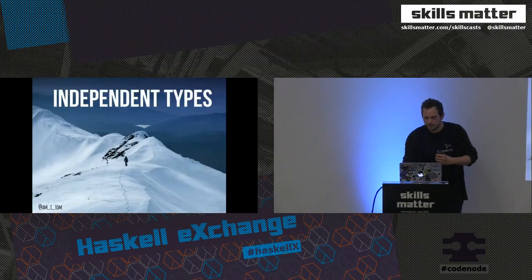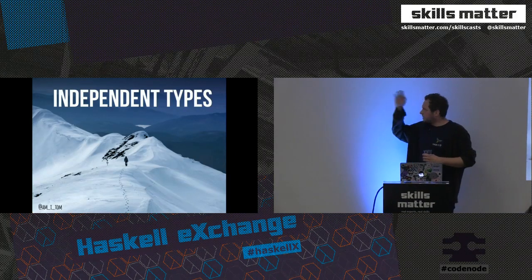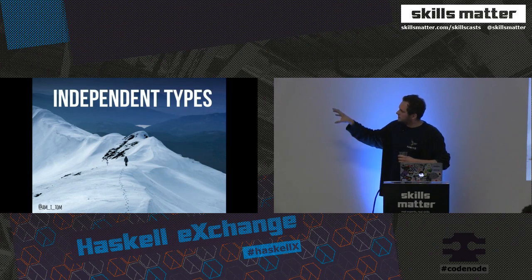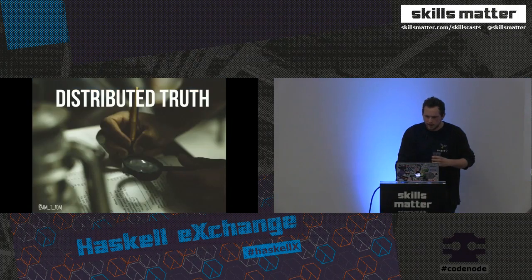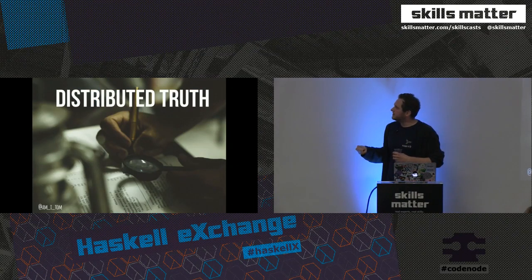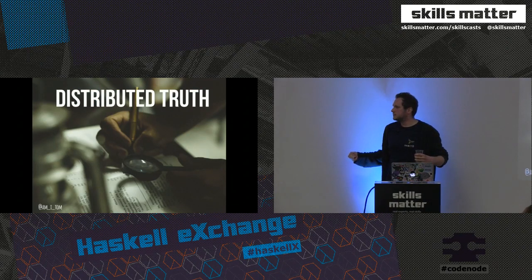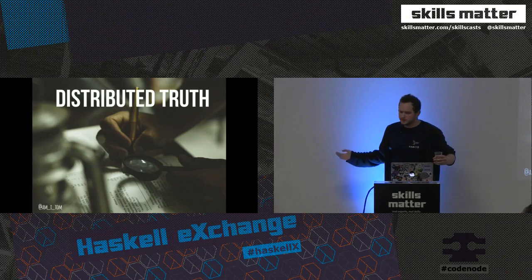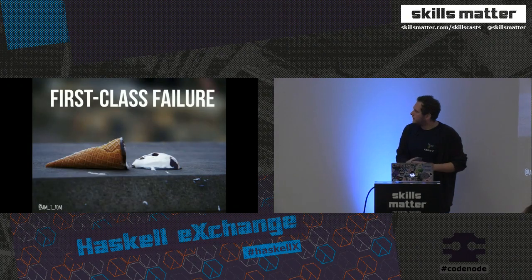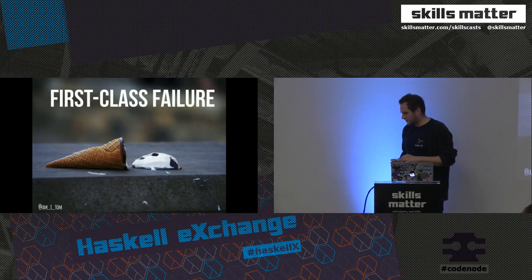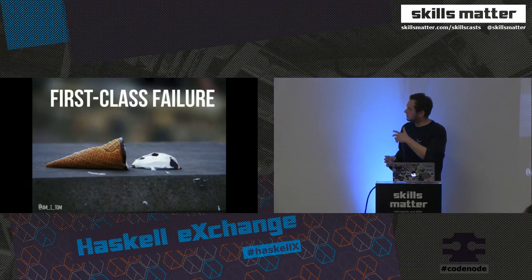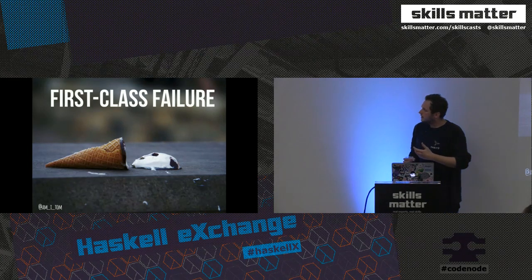And so if you get nothing else from this talk, I want to leave you with this notion of independent types. You don't need this coupling. We want loosely coupled applications. I want you to think about distributed truth. Is Idris a good fit for large-scale distributed software? I'm not convinced. And finally, one thing we didn't really talk about is the notion of null and first-class failure.